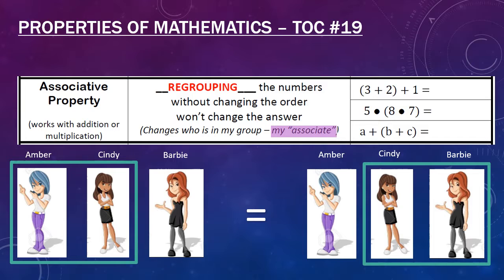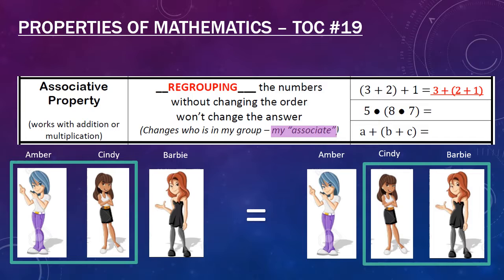So let's look at the first example. We have 3 plus 2 plus 1. 3 plus 2, I have to do that first because that is in parentheses. That's 5. Plus 1 gives me 6. But if I rearrange that so that 2 plus 1 is in parentheses, that's 3, and then I can add that to the other 3, I still get 6. It doesn't matter that I changed who's in parentheses. I still get 6 on both sides.